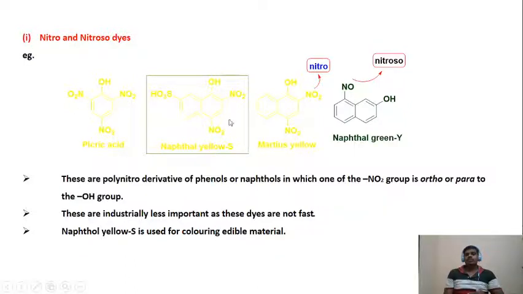Here 3 nitro groups are present, here 2 nitro groups, here also 2 nitro groups. Polynitro, nitro groups more than one. So all these 3 dyes are polynitro derivatives of phenol. An OH group attached to the aromatic ring is phenol.